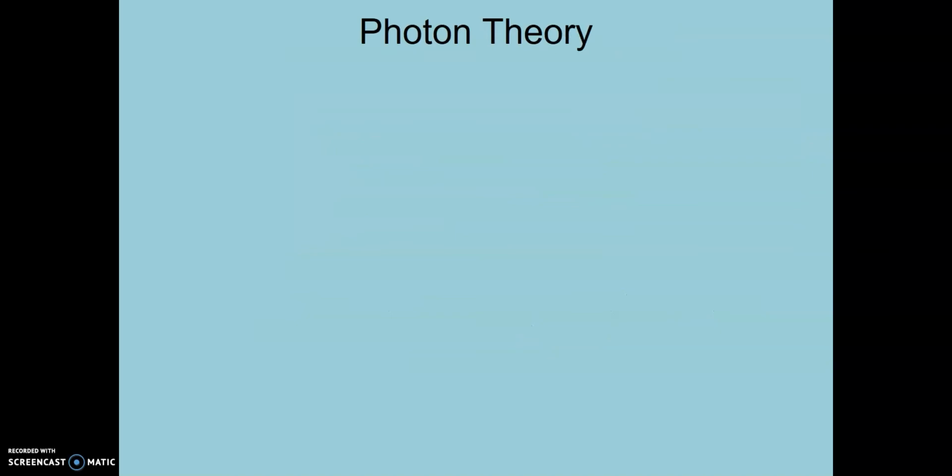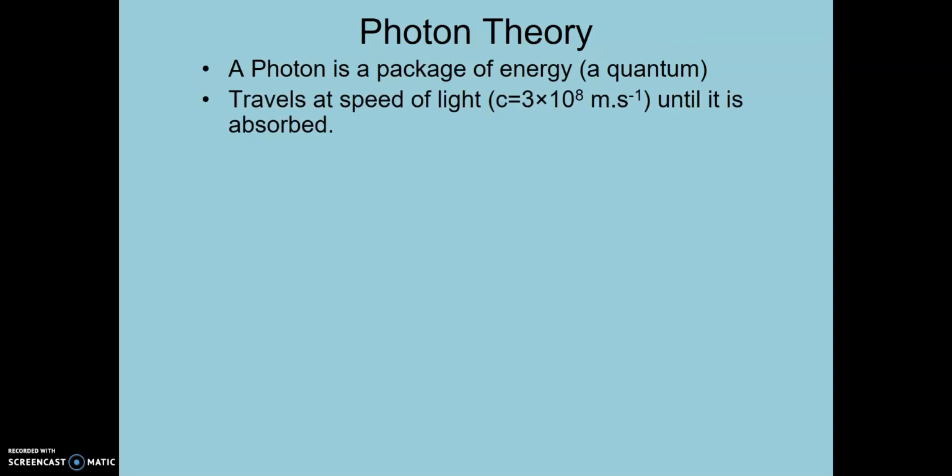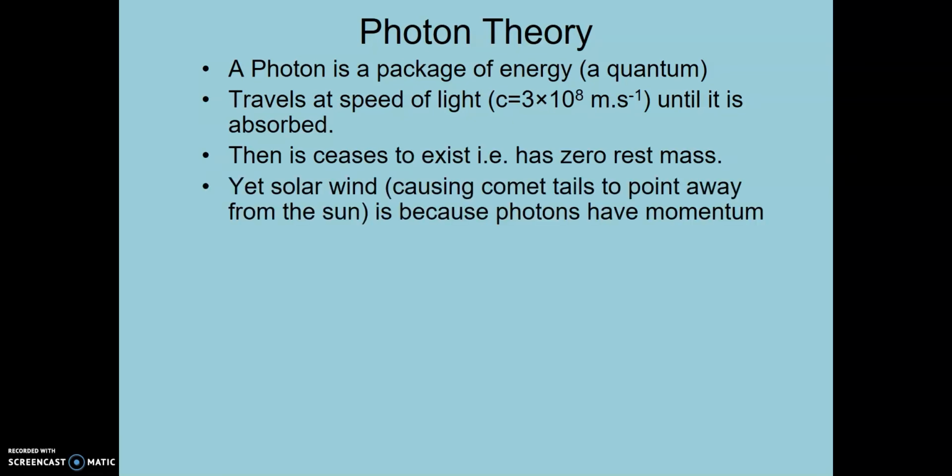So what is this quantum theory, or the photon theory, or the particle nature of light? A photon is a package of energy called a quantum. It travels at the speed of light, we know very fast, 3 times 10 to the 8 meters per second, until it is absorbed. And then it ceases to exist. It has no rest mass. Yet, when it's moving, it can cause comet tails to point away from the sun, and therefore they do have momentum and thus mass when they move, but when they stop moving, they have no rest mass.